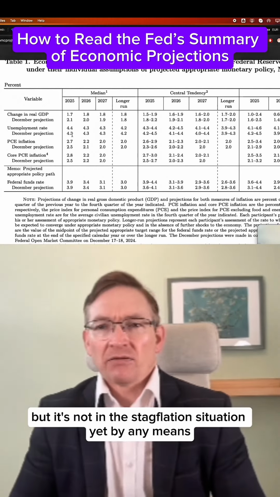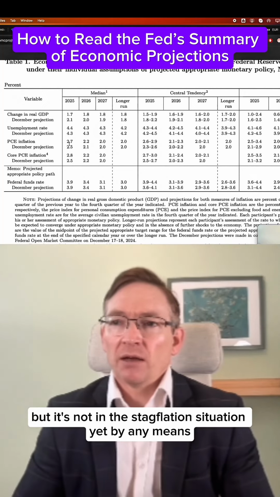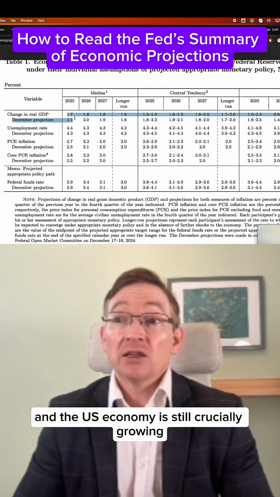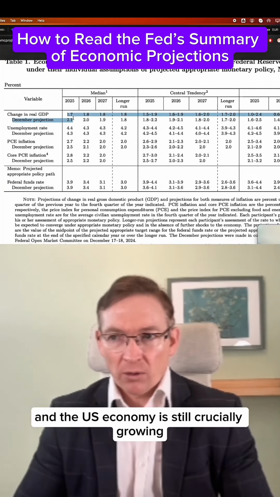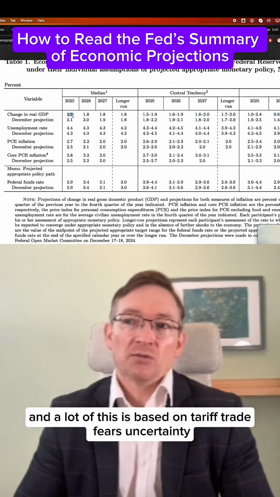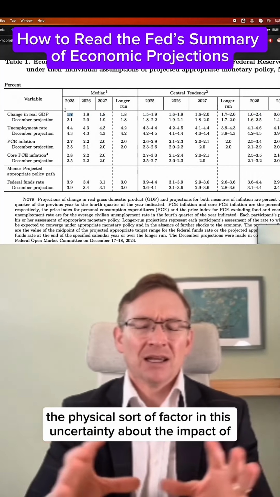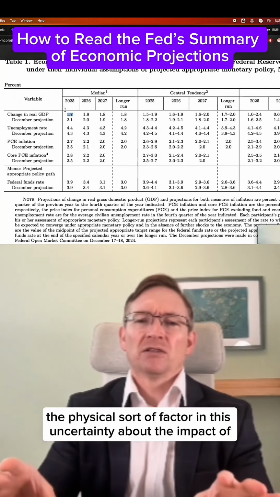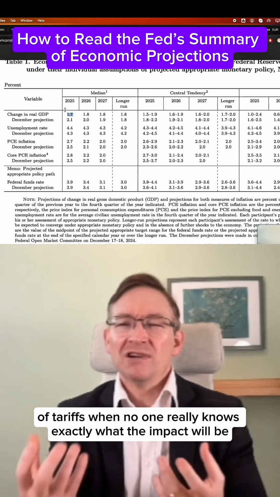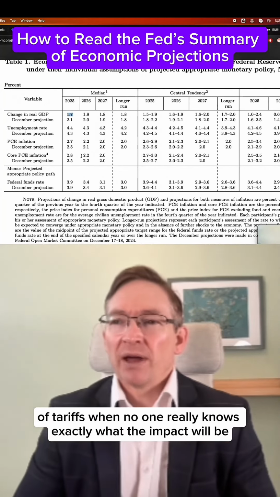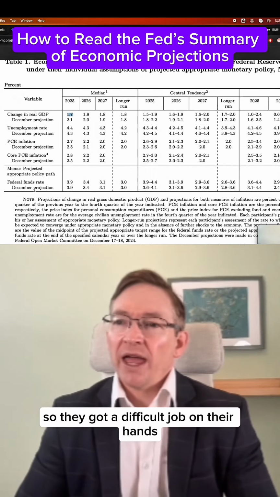But it's not in a stagflation situation yet by any means, and the US economy is still crucially growing. And a lot of this is based on tariff trade fears and uncertainty. The Fed's got to try to factor in this uncertainty about the impact of tariffs when no one really knows exactly what the impact will be.